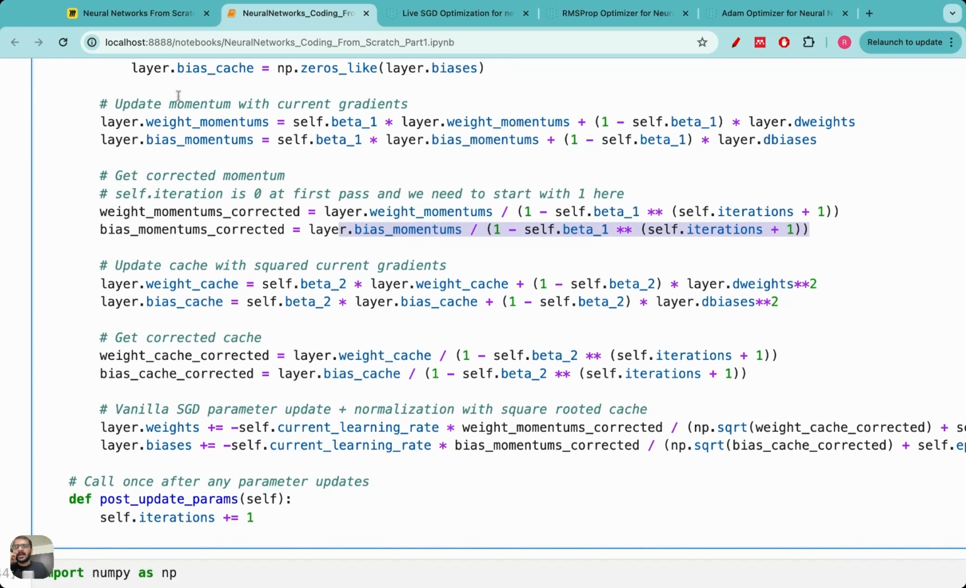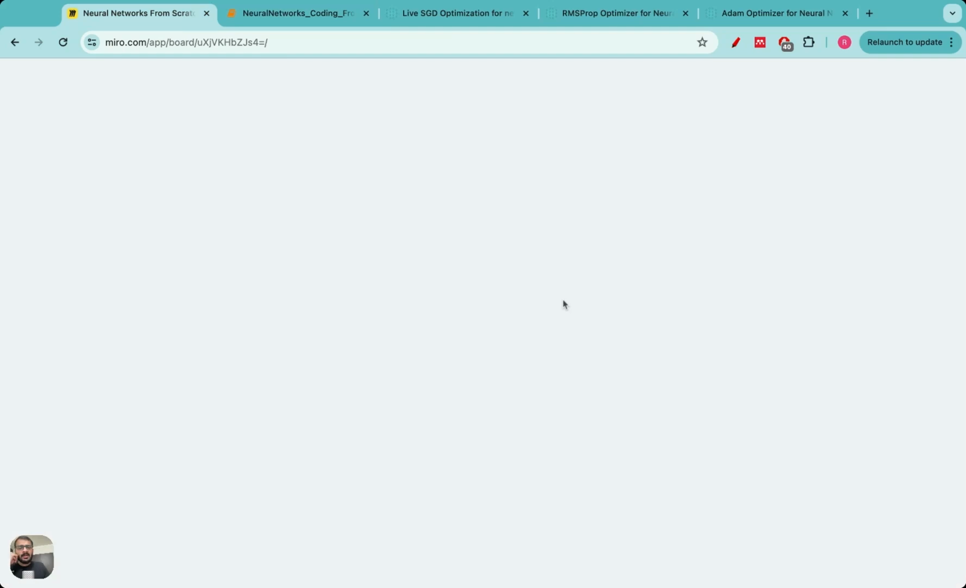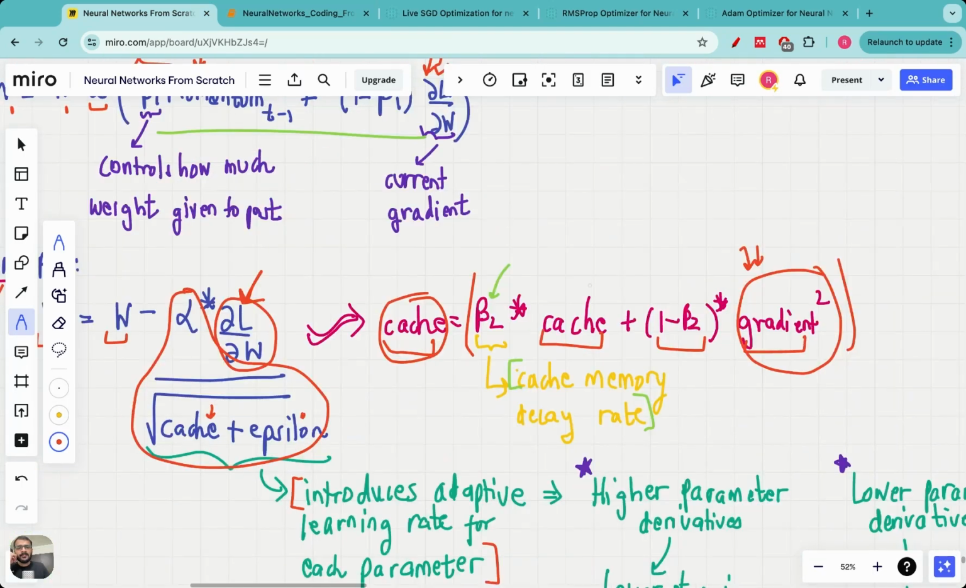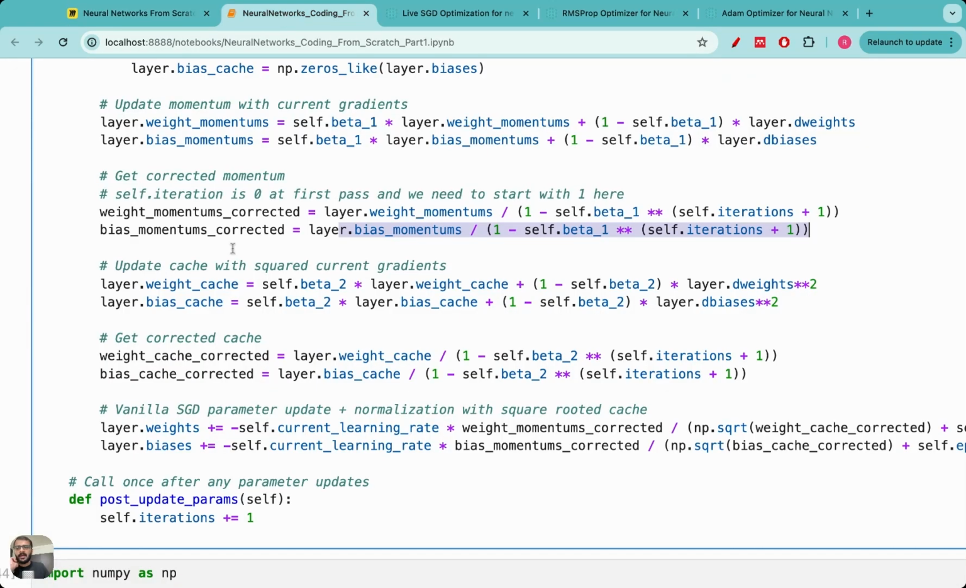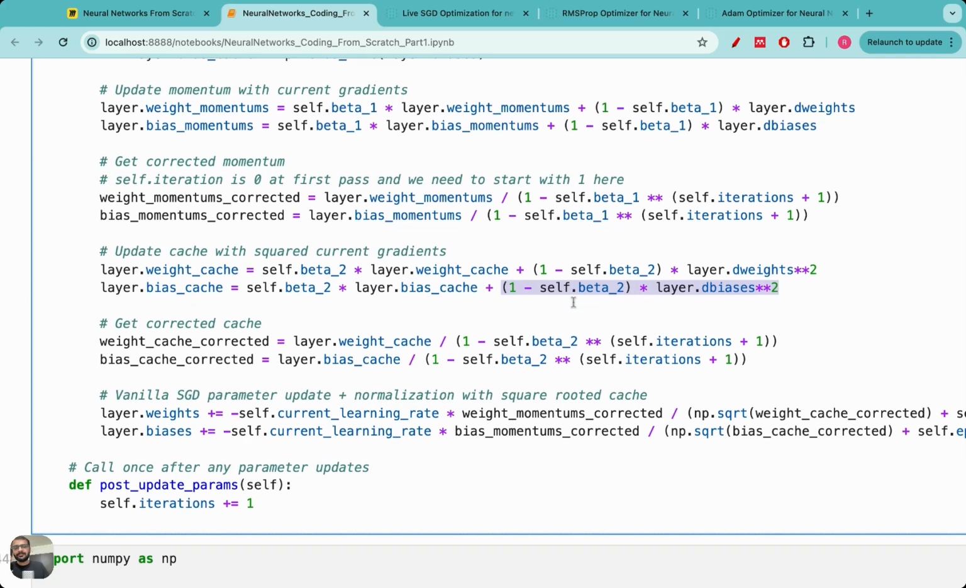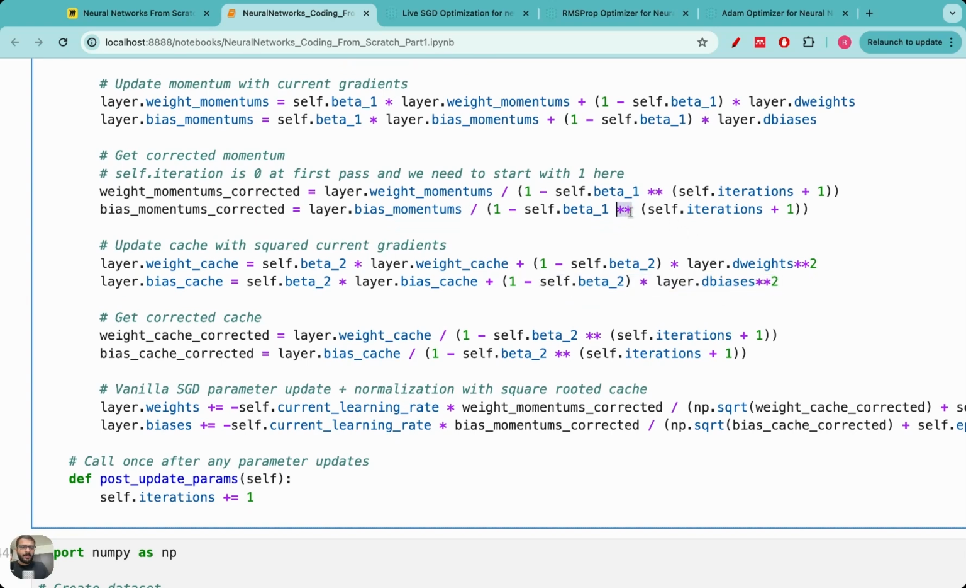And then finally, we look at the cache. So remember, the formula for the cache is beta 2 into the previous cache plus 1 minus beta 2 into the current gradient square, right? So the weight cache is beta 2 into the previous cache plus 1 minus beta 2 into the current gradient square. Similarly, the bias cache is beta 2 into the prior bias cache plus 1 minus beta 2 into the current gradient of the bias whole square. Remember, when two star operators are put together in Python, it's actually the exponent or raised to.